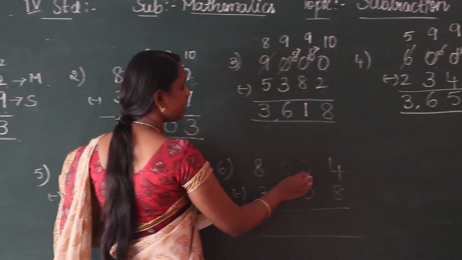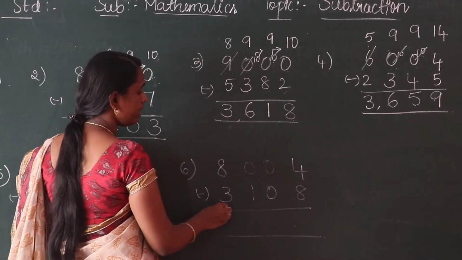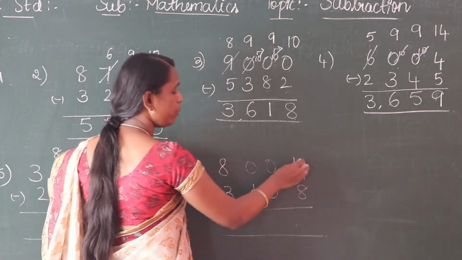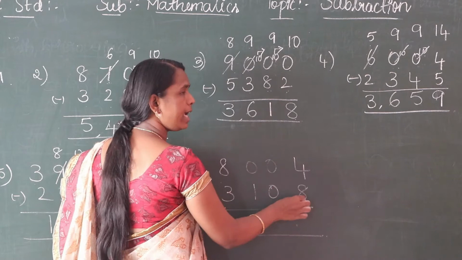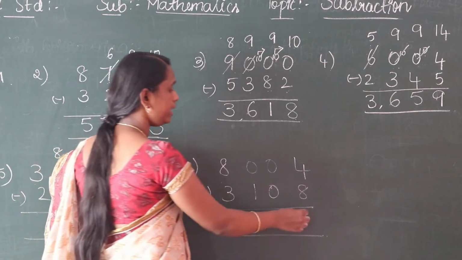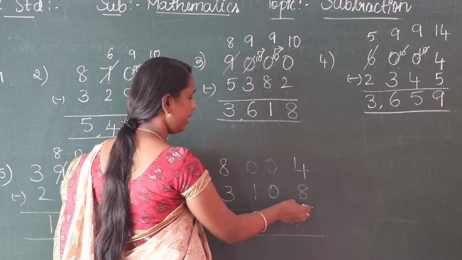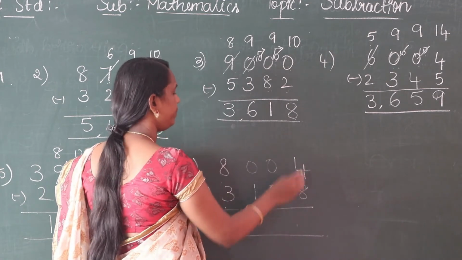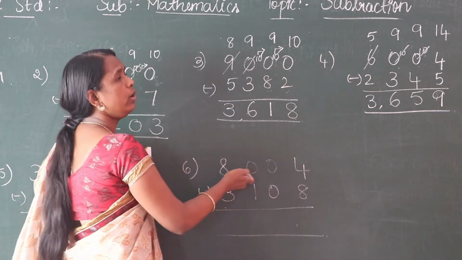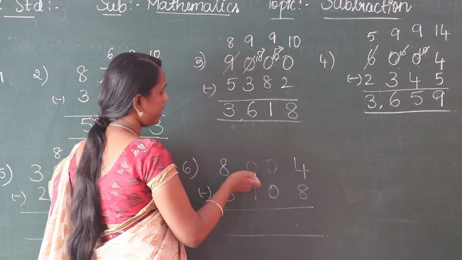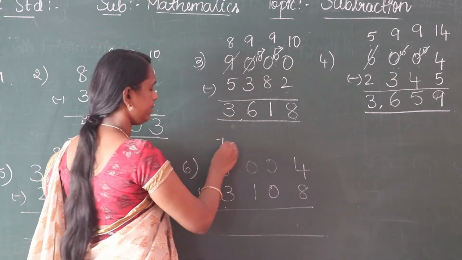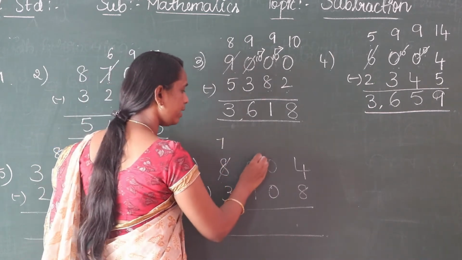subtract 8004 minus 3108. In the unit place 4 is there. 4 minus 8, it is not possible. Why? You know that 8 is the greater number, greater than 4. So we take borrow from the nearest place. Here there are no numbers, means 0 is there. Take borrow from the thousands place. This 8 becomes 7. So this 0 becomes 10.